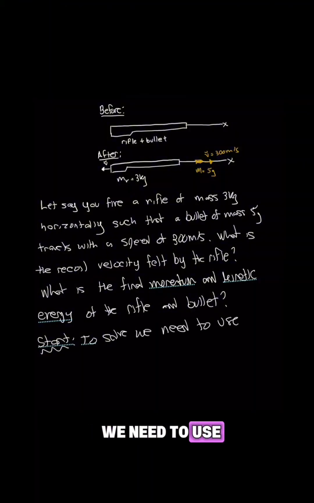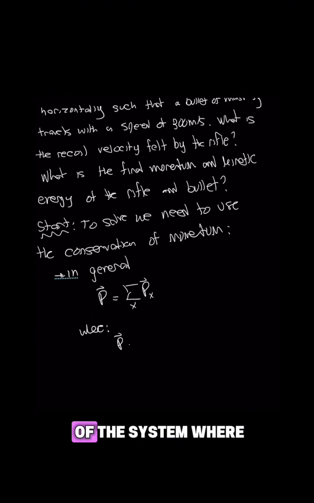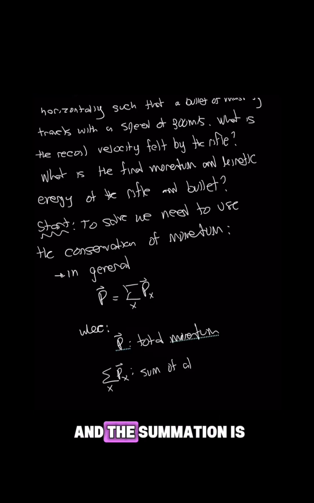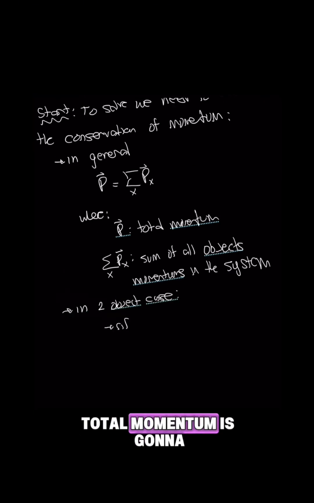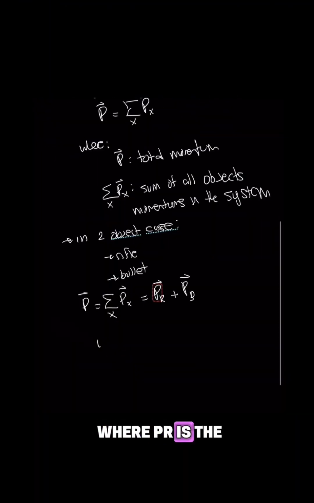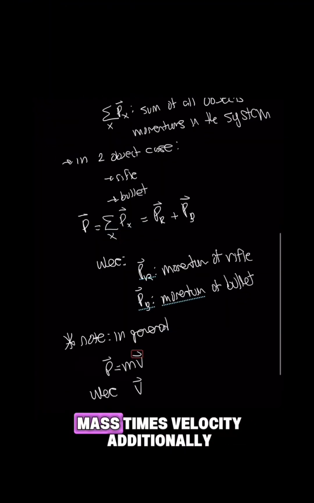To solve, we need to use the conservation of momentum. In general, the total momentum is equal to the summation of momentums of the system, where P is the total momentum, and the summation is the sum of all objects' momentum in the system. So in our two-object case, total momentum is equal to P_R plus P_B, where P_R is the momentum of the rifle and P_B is the momentum of the bullet. In general, momentum is equal to mass times velocity.